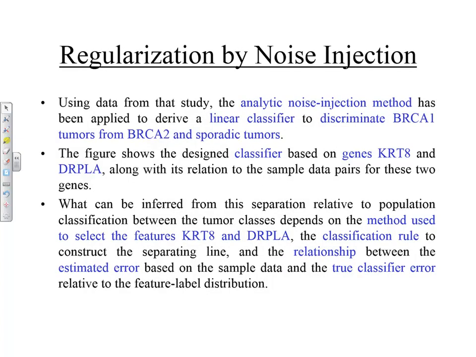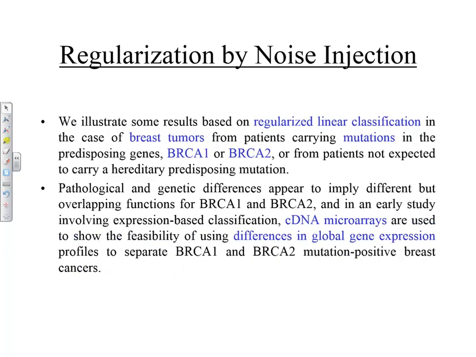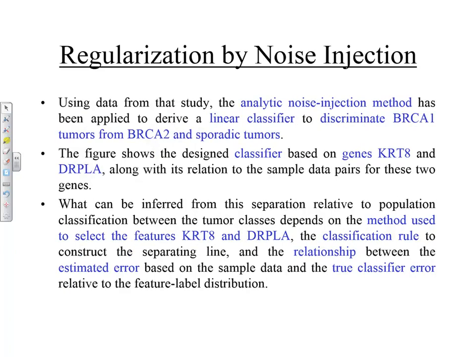So using data from that study, and I think this is a study that involved like 295 breast cancer patients or something like that, if I remember correctly. The analytic noise injection method has been applied to derive a linear classifier to discriminate BRCA1 tumors from BRCA2 and sporadic tumors. So these two are together one class. Sporadic tumors and BRCA2 are one class. The other class they are interested in is BRCA1.